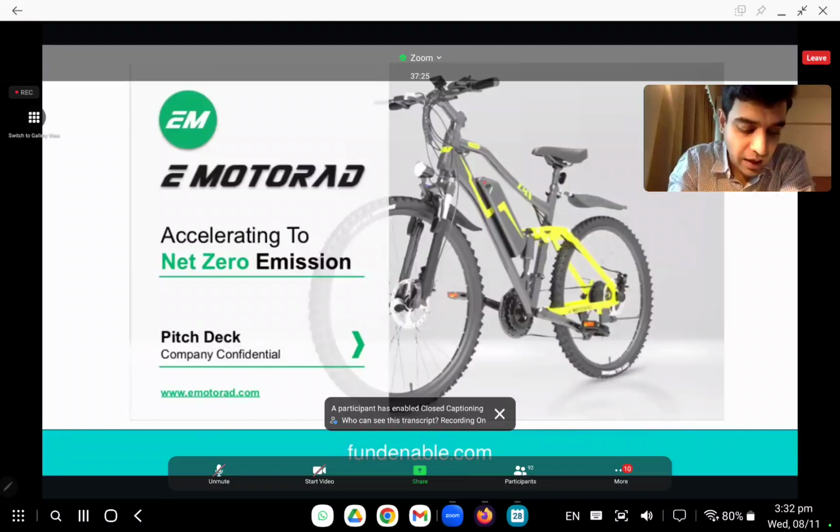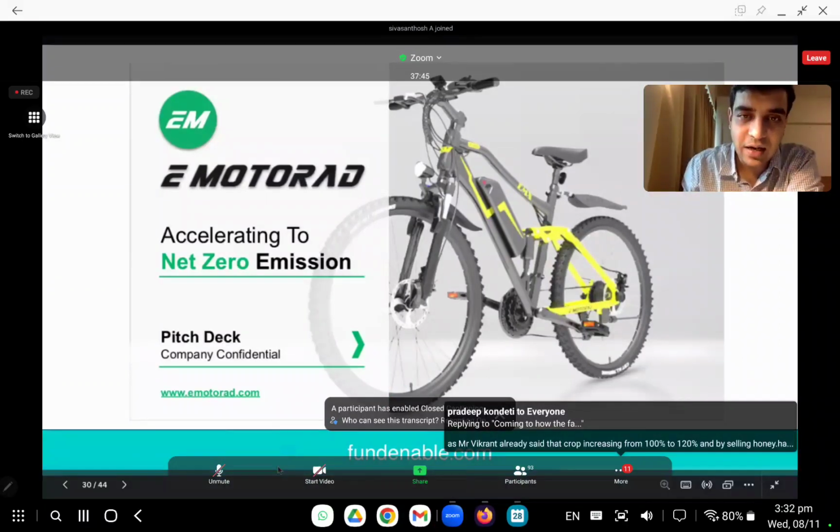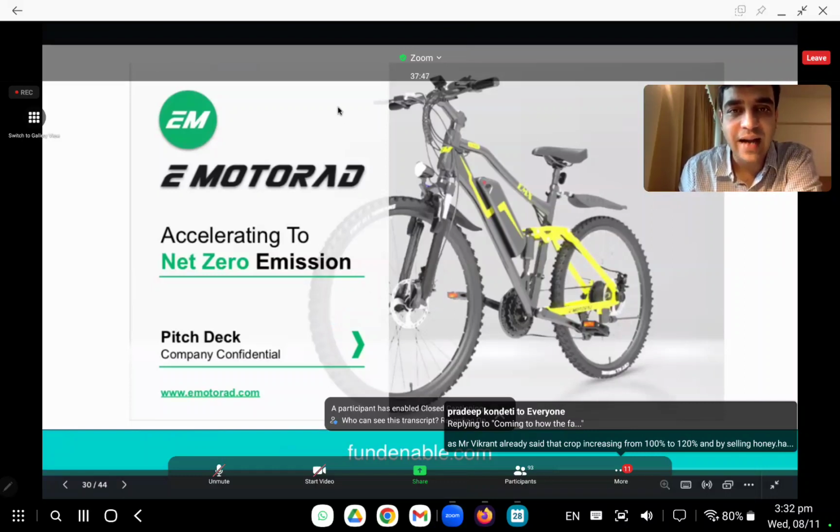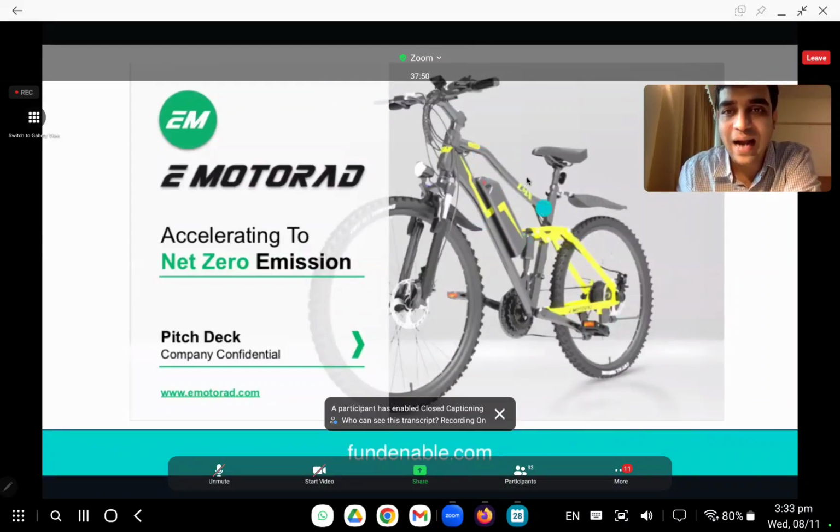One such example, again my personal example, is when we raised around 24 crores for a company called eMotorrad. That is when I faced this challenge and learned this lesson. So what was this company all about? This company eMotorrad is an electric cycle brand. It is basically a cycle that has a battery attached to it. So you can pedal it like a cycle, but if required, you can accelerate like a bike as well.